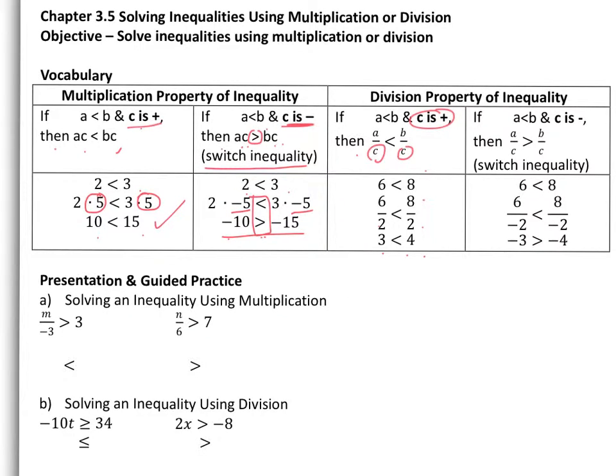However, if you divide by a negative number, if C is negative, we have to switch the inequality. See? Divide by negative 2, divide by negative 2. Then this will become negative 3 greater than negative 4. If we leave it as negative 3 less than negative 4, this statement will not be true.